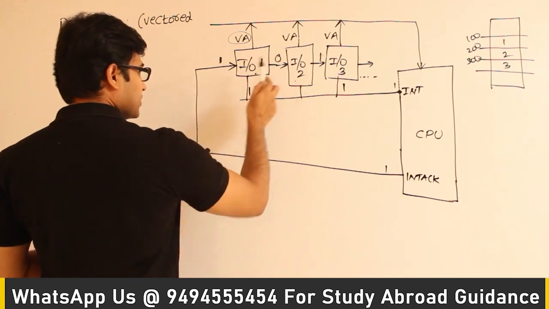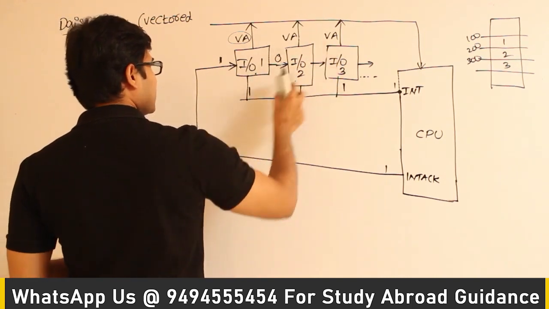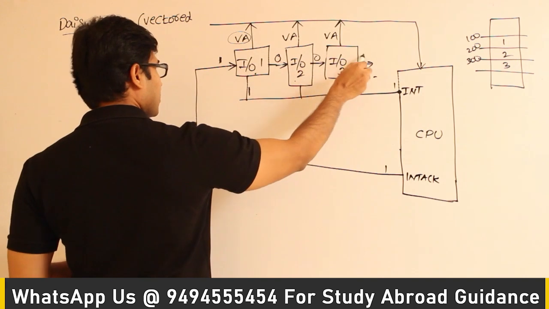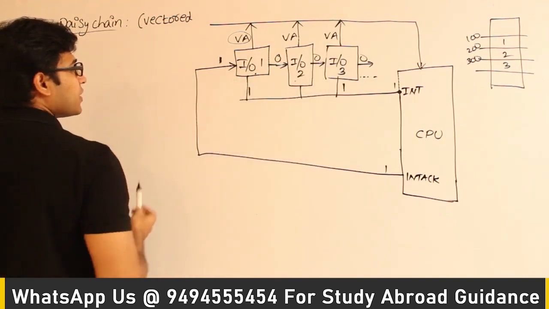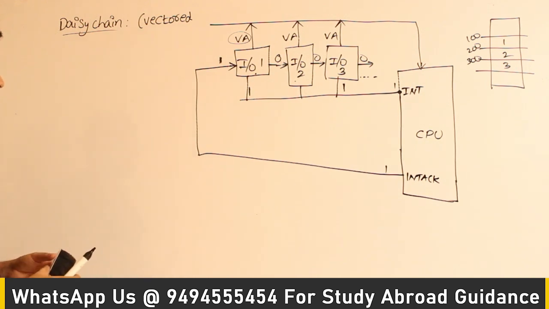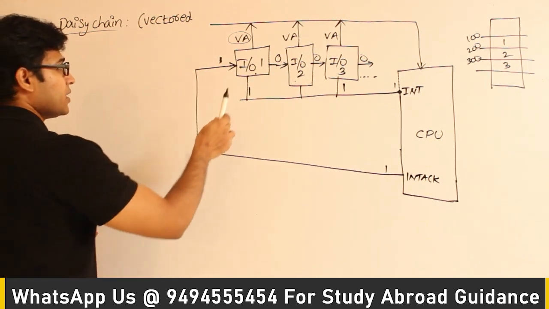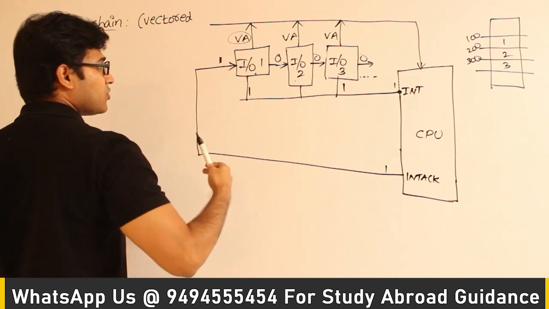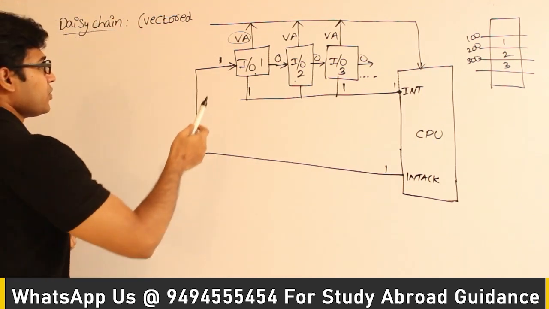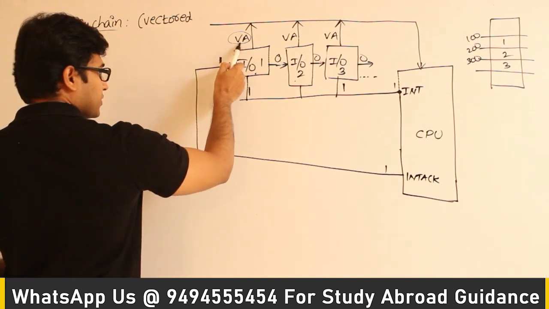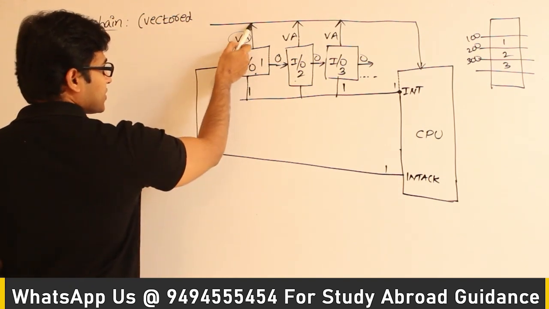So since the input is 0, the output of this one will be 0. That is how it is made, and the output of this one is also going to be 0. So it is clear that IO device 1 has now got the acknowledgement, which means IO device 1 will understand that it is going to be serviced next. So based on that understanding, it will put the vector address which it knows onto the bus.